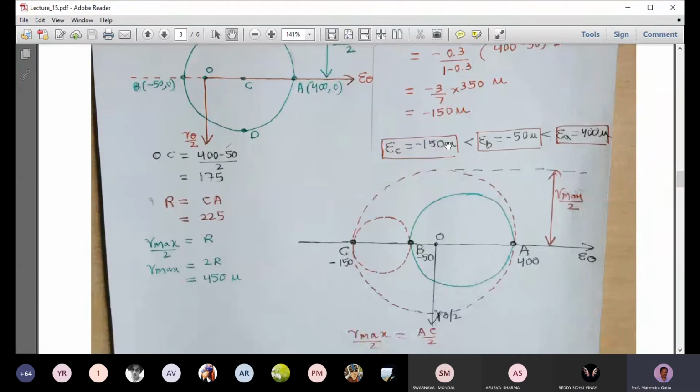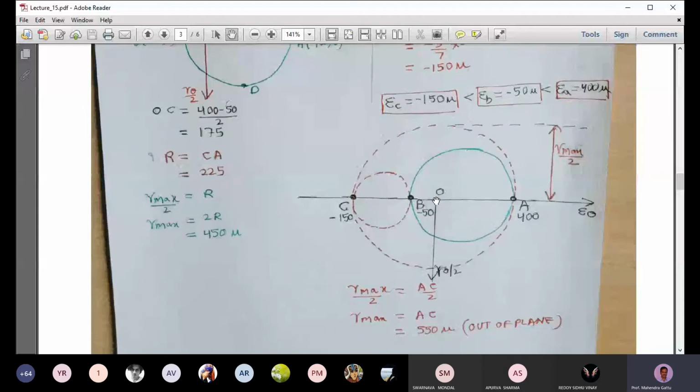So we can identify all three principal strains: epsilon A is 400, which is greater than epsilon B, which is minus 50, which is greater than epsilon C, which is minus 150. With this information, we can draw the Mohr circle. We draw epsilon theta and gamma theta by 2, and identify the coordinates of epsilon A, epsilon B, and epsilon C on the epsilon theta axis. A corresponds to 400 comma 0, B to minus 50 comma 0, and C to minus 150 comma 0.